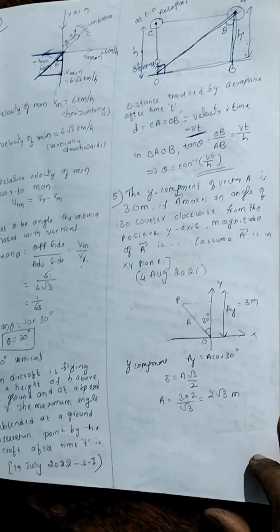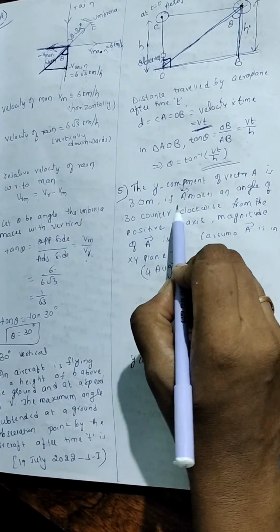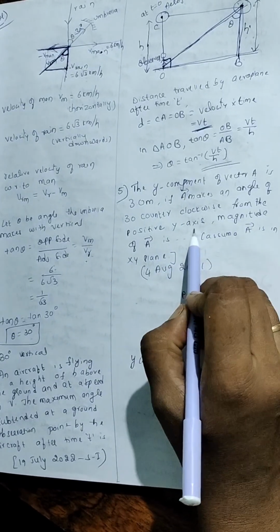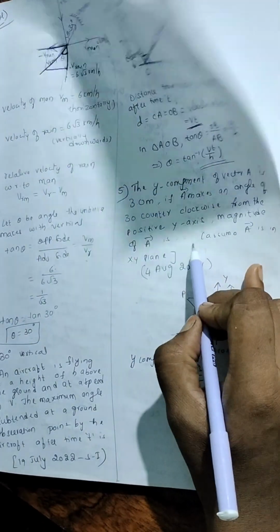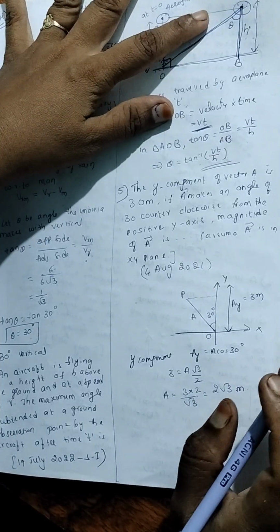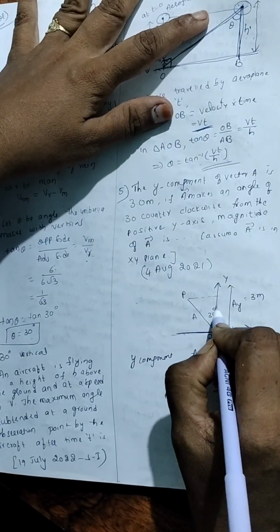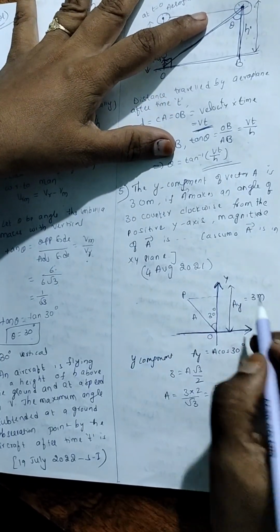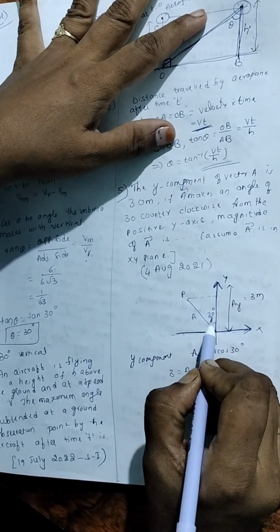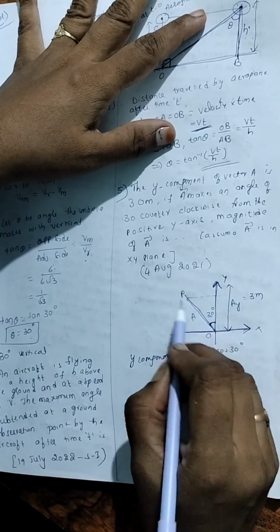Now the next. The y component of vector A is 3.0 meter. If A makes an angle of 30 degrees counterclockwise from the positive y-axis, what is the magnitude of A? Assume A is in the xy plane. This is the x-axis and this is the y-axis. A makes an angle of 30 degrees counterclockwise to the y-axis.